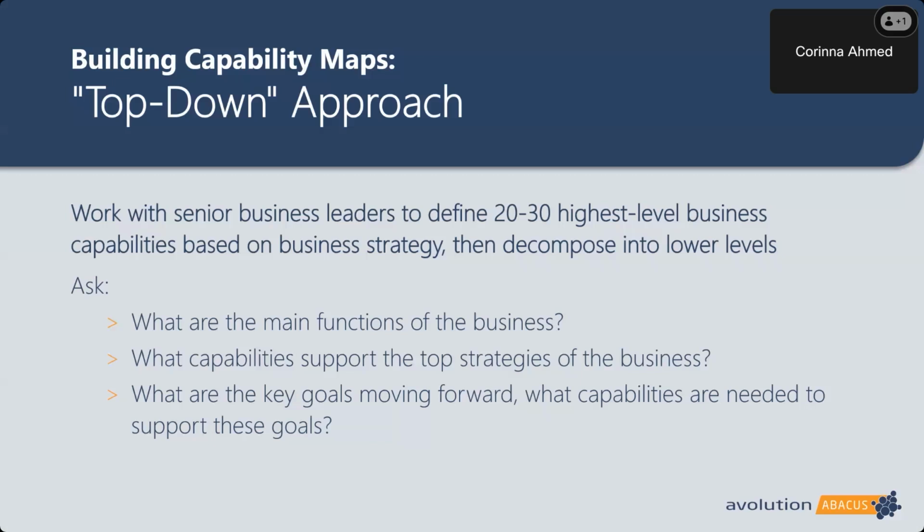When we're doing this, some of the questions that we might want to ask include: what are the main functions of the business? That can get that conversation started. We can also ask about the top strategies of the business and what capabilities they perceive as supporting those top strategies. It's also good to ask about the key goals moving forward and the capabilities needed to support those goals.